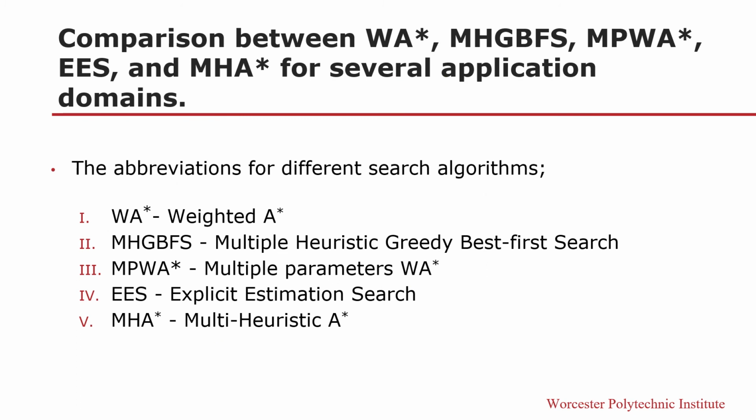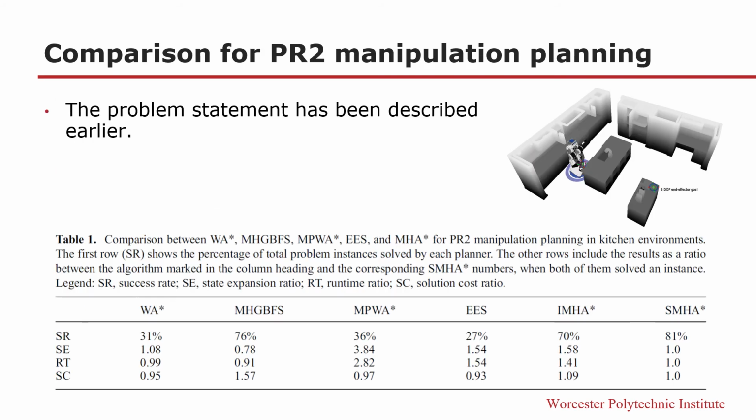The multi-heuristic A star is compared with different algorithms for several application domains, which will be discussed in further slides. Comparing several algorithms for PR2 manipulation planning. Here, the problem statement is described earlier. The admissible heuristic is considered as the maximum distance of the end effector or the base of the robot from the goal. For inadmissible heuristic, two randomly selected points from the base circle around the goal are selected, which have a valid inverse kinematic solution that can be reached by the robot.